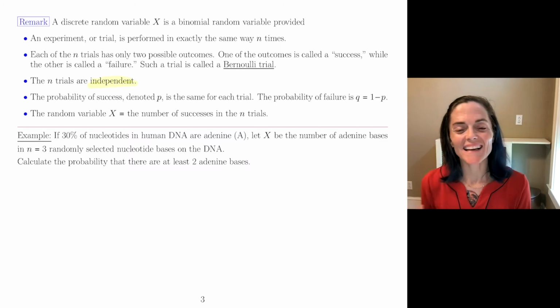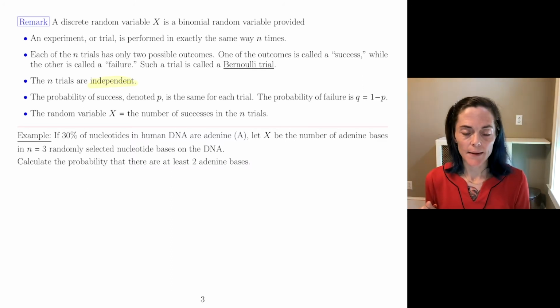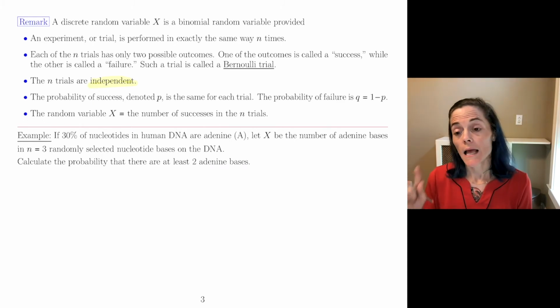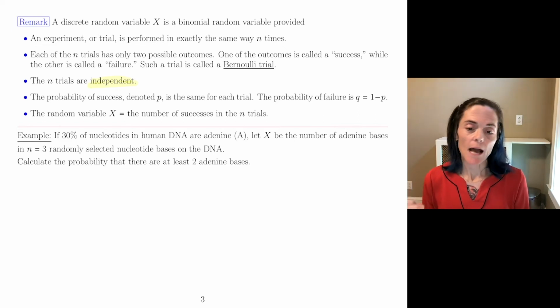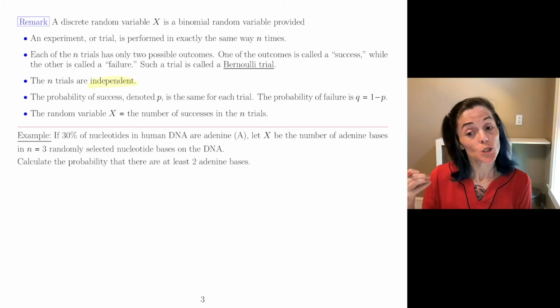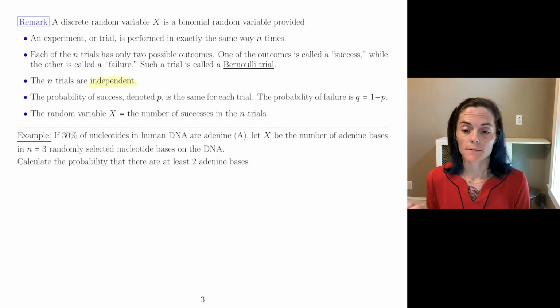Now, here's another one that comes from biology. If 30% of nucleotides in the human DNA are adenine, let X denote the number of adenine bases in 3 randomly selected nucleotide bases on the DNA. We want to calculate the probability there are at least 2 adenines.